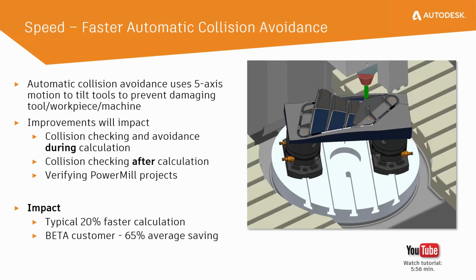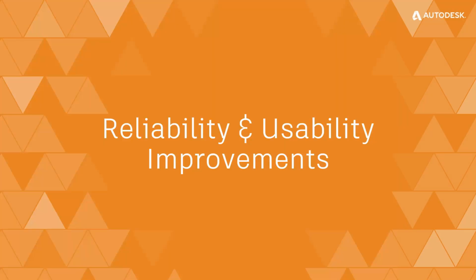Now, what's interesting here is that these algorithms that have been improved are used in a number of different areas within the PowerMill product. So if you use the project verification commands to verify the entire contents of your PowerMill project, you will also see huge performance gains. But it's not just about outright speed. We know that speed is important, but there's more to PowerMill than just doing stuff quick. And so we've continued to focus on improving the overall quality of PowerMill's algorithms to have a positive impact on its reliability and overall usability too.